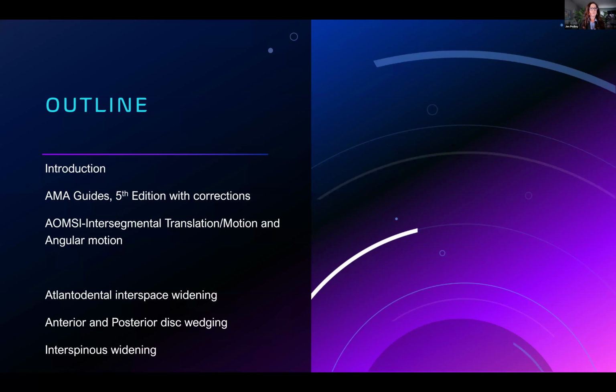The outline of this is going to be, of course, you may already know about the AMA guides. We follow the fifth edition. There are corrections to that I have included in this presentation. And what we're looking for, according to the AOMSI, is two areas: translation as well as angular motion. Other side ones that we're going to be evaluating are the atlantodental interspace for those widening areas, as well as anterior and posterior disc wedging, which can indicate ligamentous trauma, and lastly, interspinous widening.